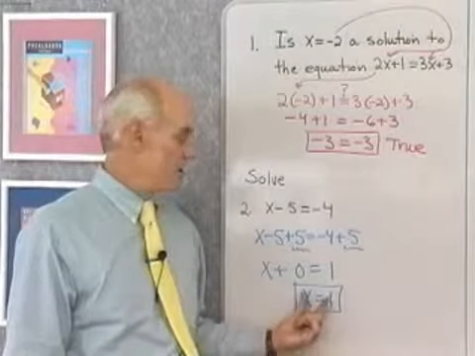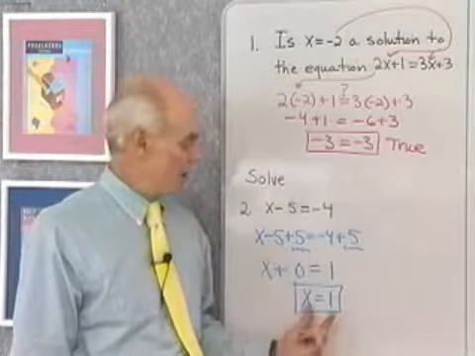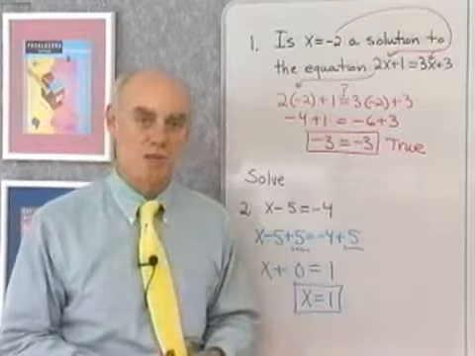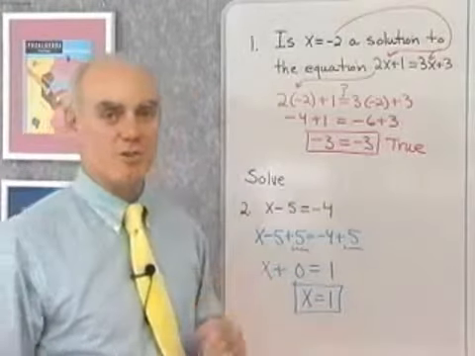Now this equation, this one, and this one are all equivalent. They all have the same solution. My last equation simply is the easiest one to read. It says x is equal to 1. So the key to solving this equation is the addition property of equality.